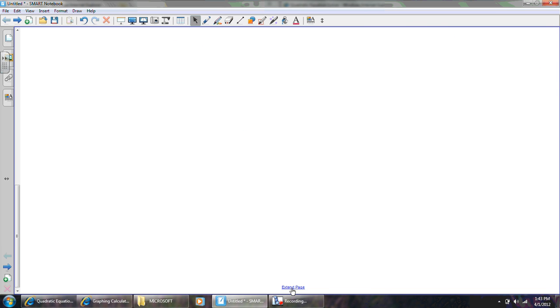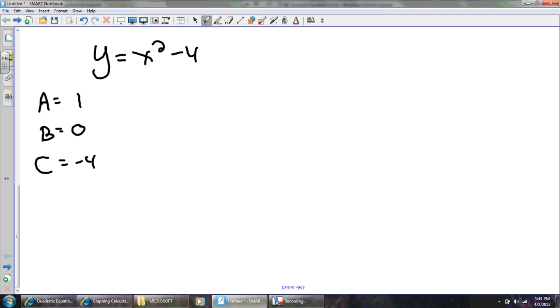All right, so I'm going to take this equation now. It was y equaled x squared minus 4. And the first thing I'm going to do is identify A, B, and C. Okay. Then I'm going to use the discriminant. So the first thing I did was find A, B, and C. I'm going to do B squared minus 4AC. I know that B squared is 0. I've got a minus 4 times a 1 times a negative 4.